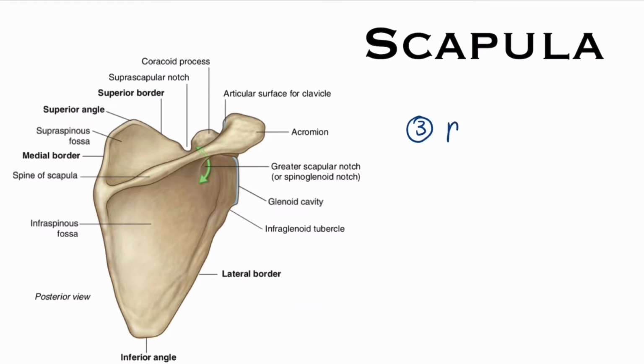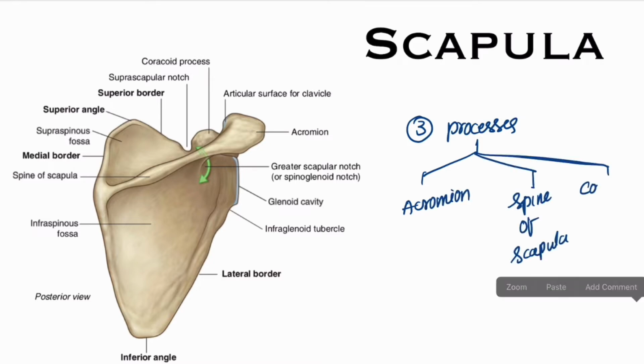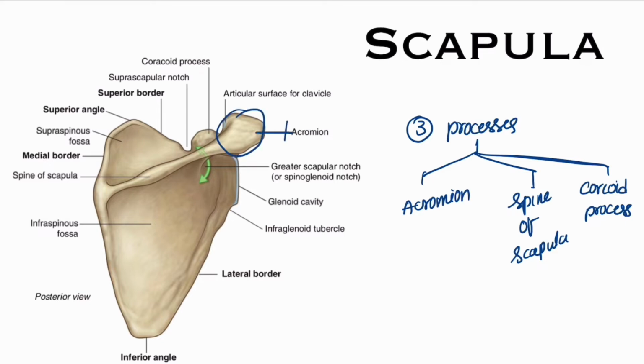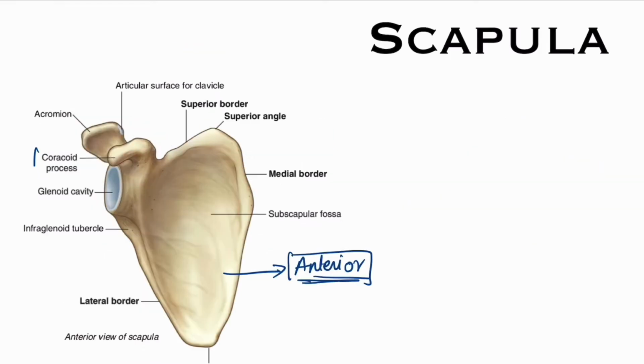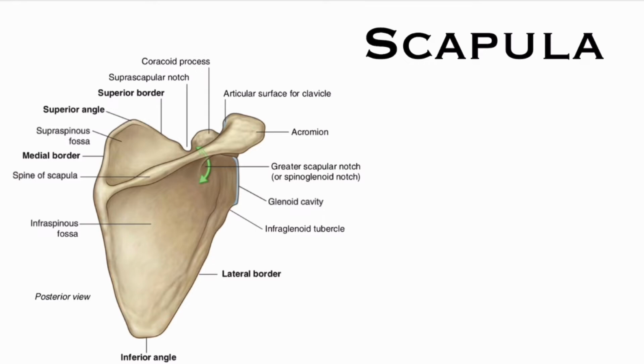And we have three processes. They are the acromion process, the spine of the scapula and the coracoid process. Now let us see them in the diagram. This here is the acromion process, this is the spine of the scapula and this is the coracoid process here. Now let us look at the anterior view. This is the coracoid process here, this is the acromion process and we can't find the spine of the scapula in the anterior view. Posteriorly, the spine of the scapula divides the scapula into two parts.